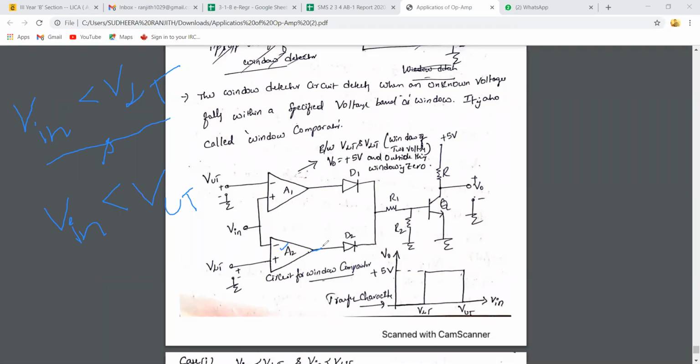What is the output? V in is less than VLT. What is the output of comparator A2 when V in is less than VLT?